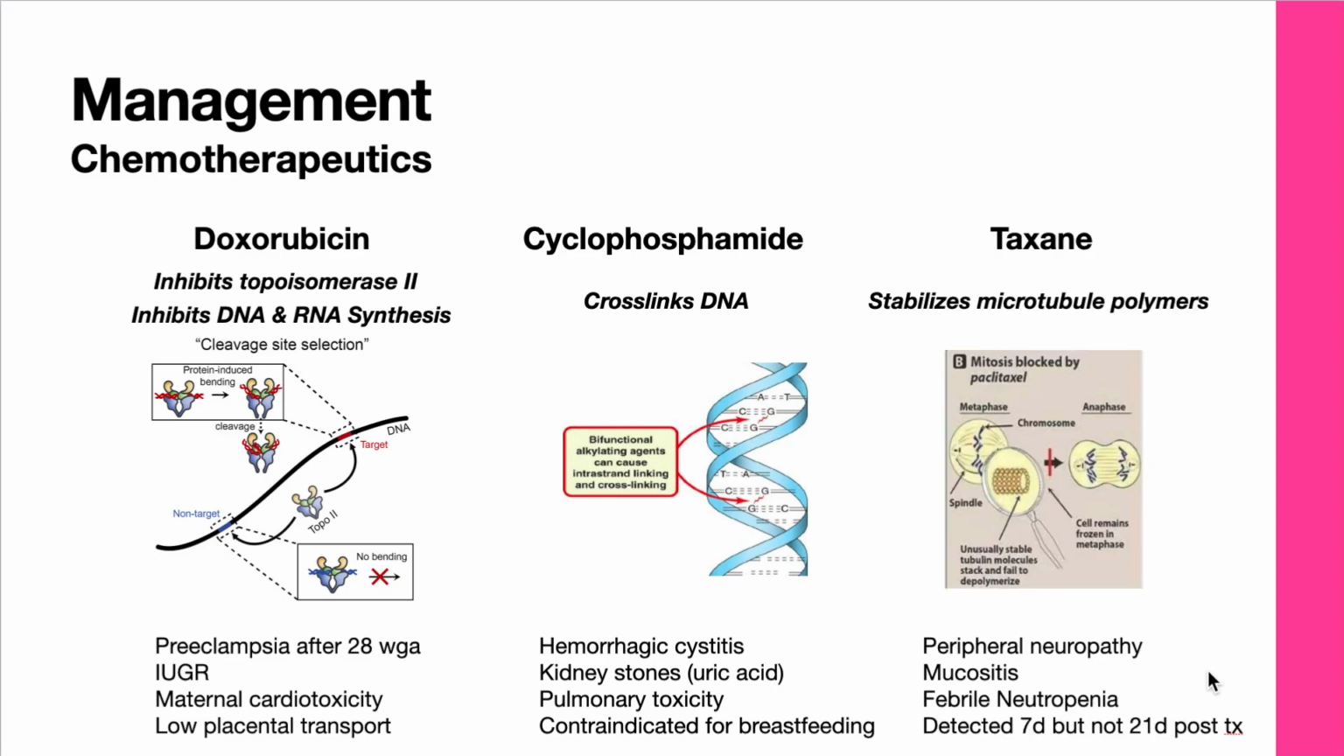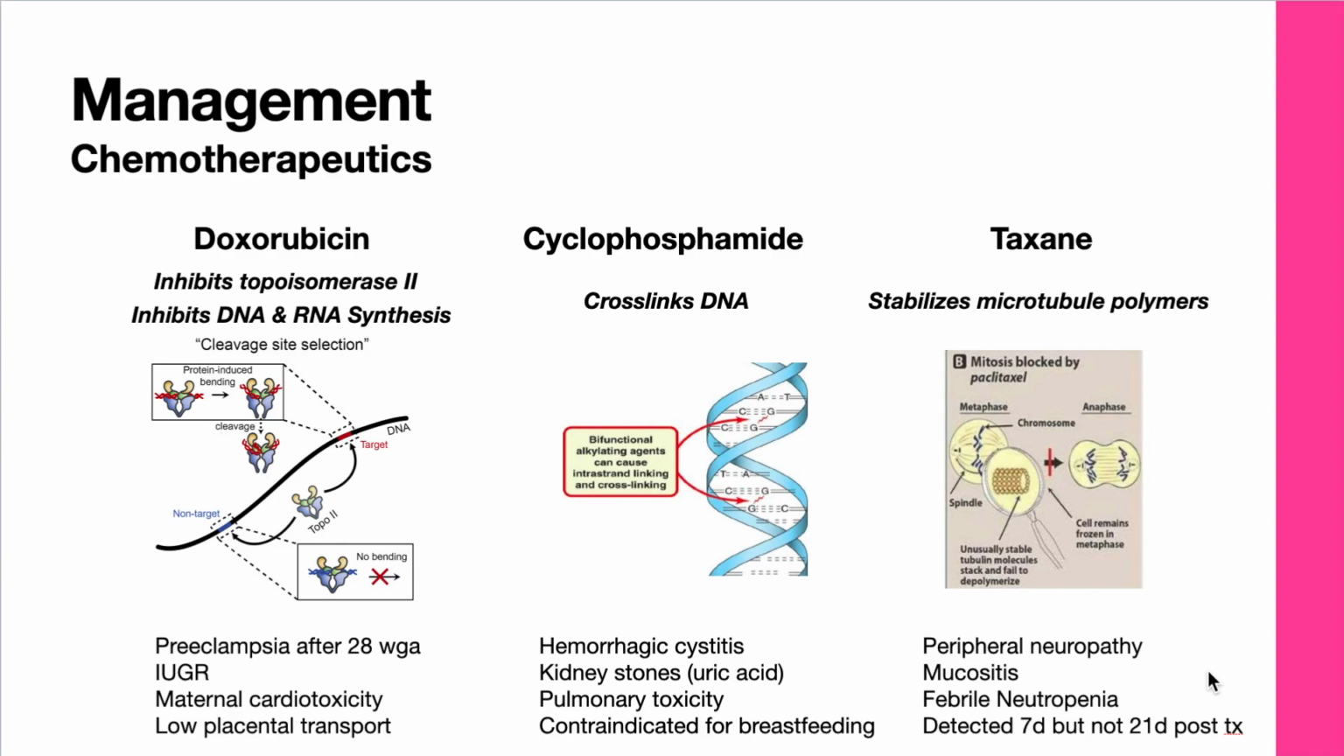And then we have taxanes, and taxanes stabilize microtubule polymers. So, when you're going from anaphase to telophase, the telophase can't actually exist anymore because they're stuck in that stabilized polymer structure. And the common things are the peripheral neuropathy, where you remember Jane and Tarzan had the gloves on their hands, if you remember the Sketchy video.